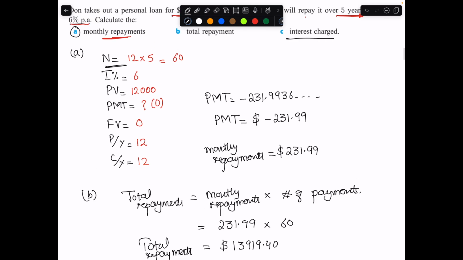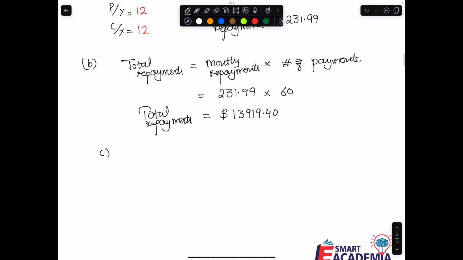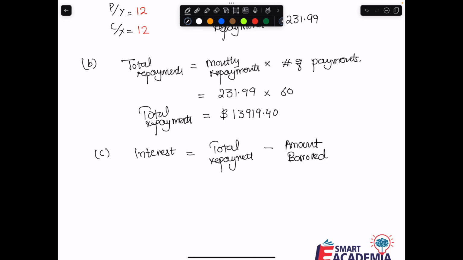And the C part says, what is the interest charged. The formula for interest we wrote was the total repayments minus the amount borrowed. So in this case, Don has given the total repayments as 13919.40. The amount borrowed was 12,000. So basically the interest he paid on the loan was $1919.40 over the span of 5 years.